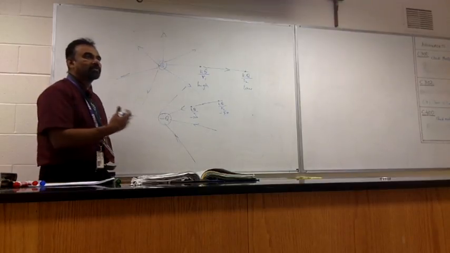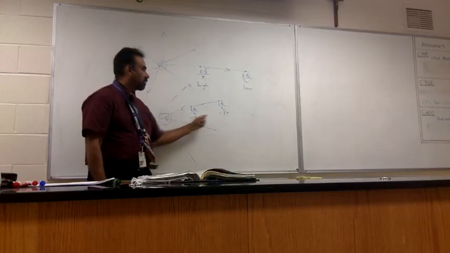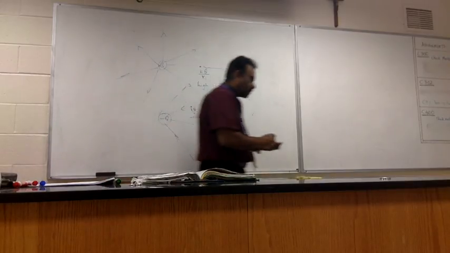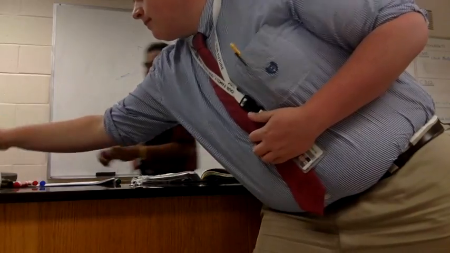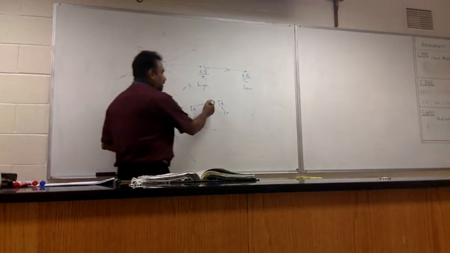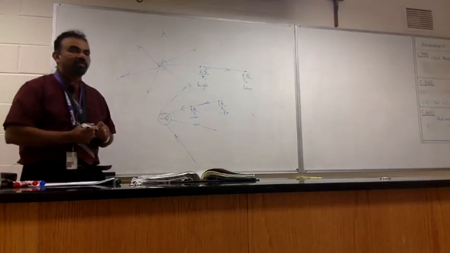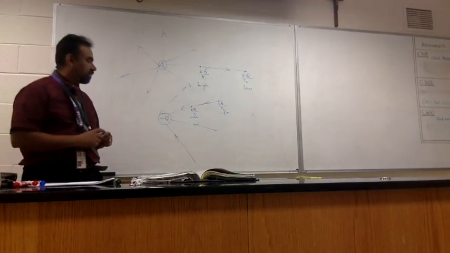So which is a bigger potential, negative 100 or negative 50? Negative 50. So, yeah, that's the reason why the electric field is directed from the negative 50 to the negative 100. You understand that? Good. Any other questions right here?